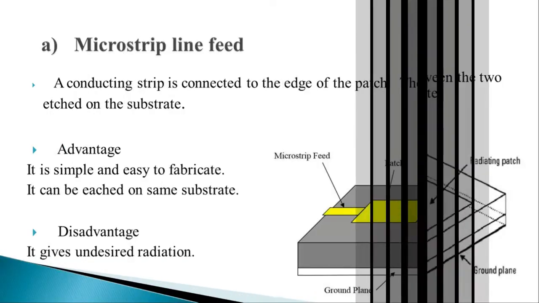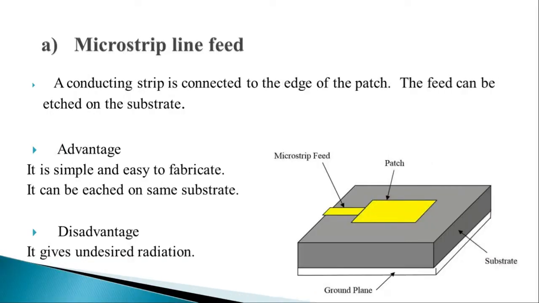We have used microstrip line feed. In microstrip line feed, a conducting strip is connected to the edge of the patch. The feed can be etched on the substrate. So by using a microstrip line feed, it has advantages like it is simple and easy to fabricate, and it can be etched on the same substrate. Basically, a coin has two sides, so it has some disadvantages also. It gives undesired radiation, and the radiation can't be managed evenly.